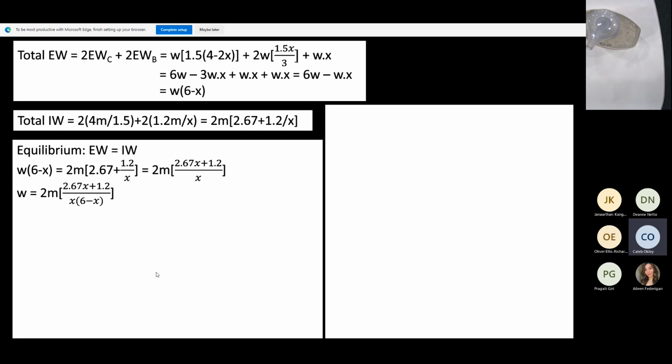Now that means that W is 2m times (2.67 plus 1.2) over this, or if you want, you can get m equals W times that. All right. So this is equating the external work and the internal work, and then you can deduce either the load or the moment, depending on the question.